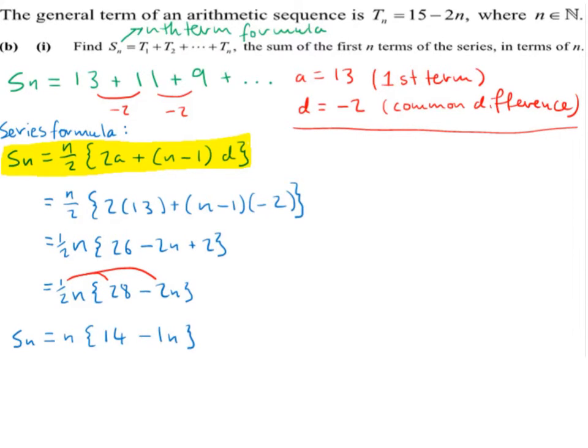2 times 13 is 26. n by minus 2 is minus 2n. Minus 1 by 2 is plus 2. So then we have a half n times 26 minus 2n plus 2. 26 plus 2 is 28. And we bring down the minus 2n. Then a half of 28 is 14. And a half of minus 2n is minus 1n, or minus n. So Sn is equal to n multiplied by 14 minus n.